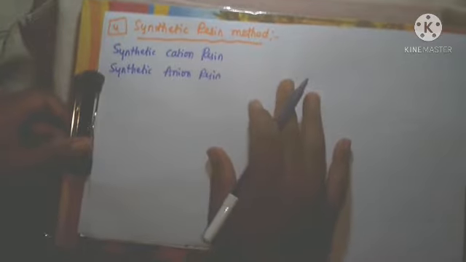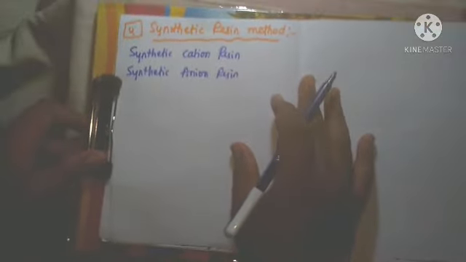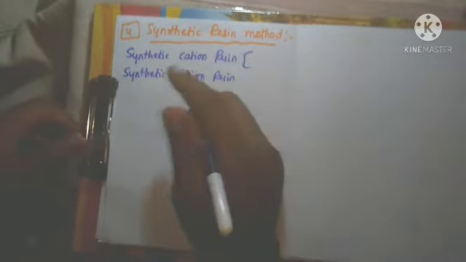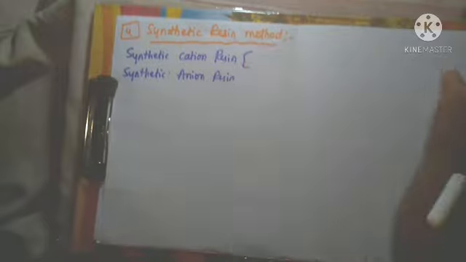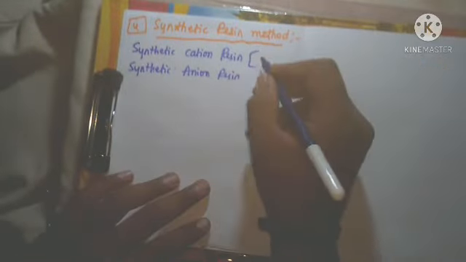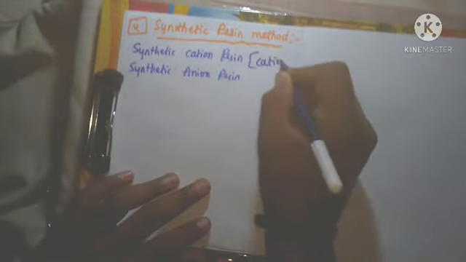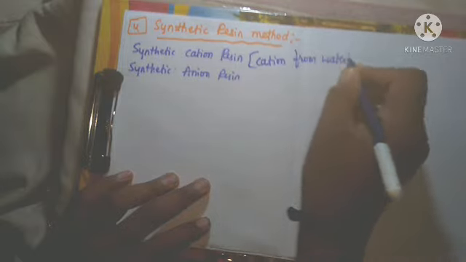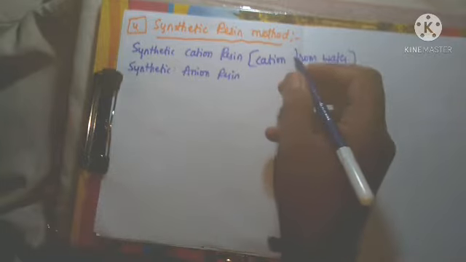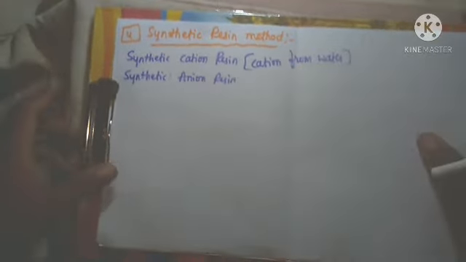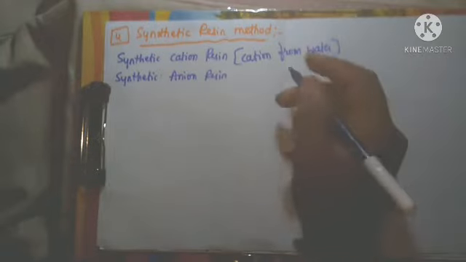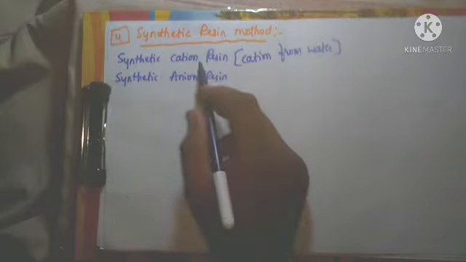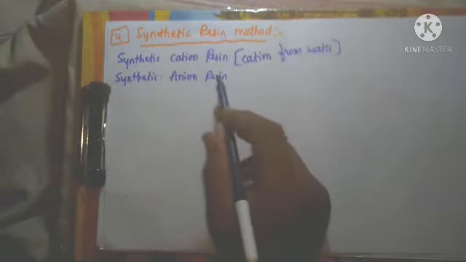Now, synthetic cation resin means what? What is the role of synthetic cation resin? Synthetic cation resin is used to remove cations from the water. Means here Ca+2, Mg+2. These are cations. Therefore, we want to remove the Ca+2 and Mg+2 from the water. Therefore, which one should we use? Synthetic cation resin only.